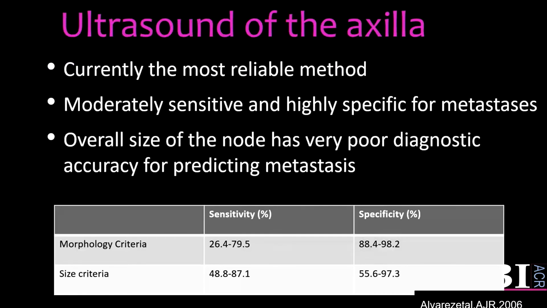So let's go over ultrasound evaluation of the axilla. This is currently the most reliable method. It is moderately sensitive but highly specific for metastases. And as we discussed, size is really a very poor diagnostic indicator of predicting malignancy. So we have to rely on the morphological features that we went over.